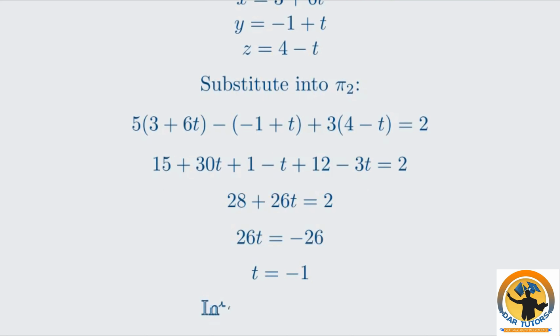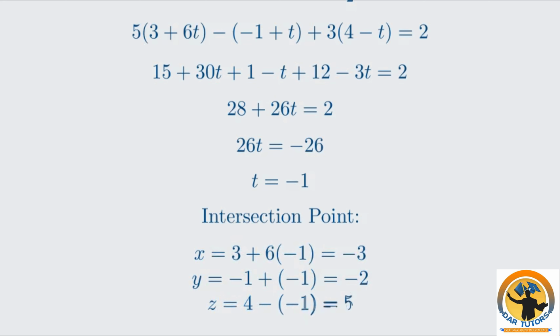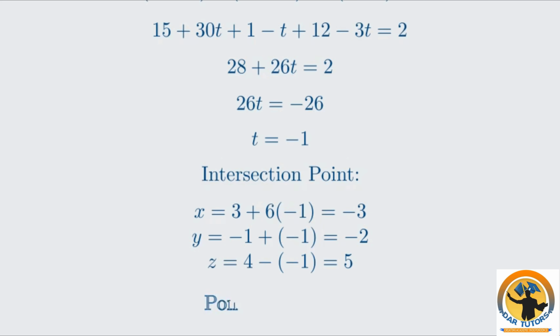To find the coordinates of the intersection point, we substitute t equals minus 1 back into the parametric equations of the line. This gives x equals minus 3, y equals minus 2, and z equals 5. So the line L intersects plane pi2 at the point (minus 3, minus 2, 5). Part C asks us to find the angle between the line L and the plane pi2 and the angle between the two planes, pi1 and pi2.